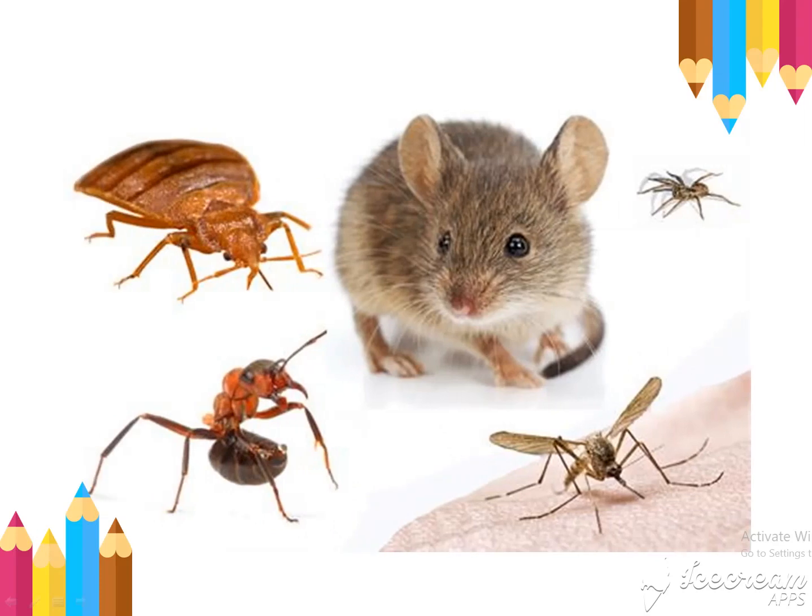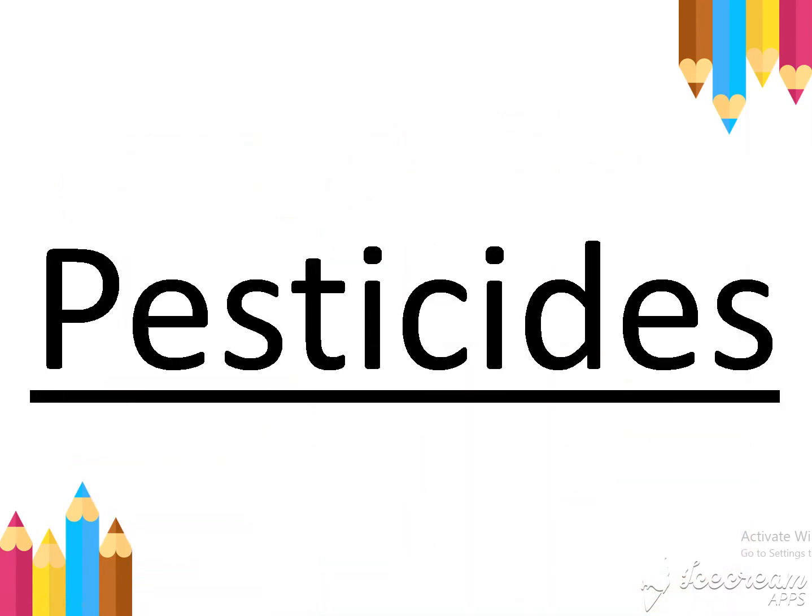Apart from weeds, some animals like rats and some insects also damage the crops. The animals such as rats and insects which affect the plants or crops are called pests. And these pests can be destroyed by using pesticides. Pesticides are the chemicals used to destroy the pests.